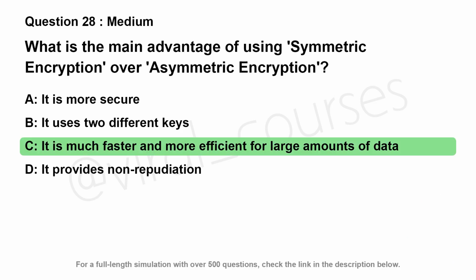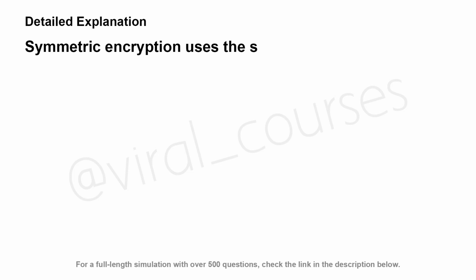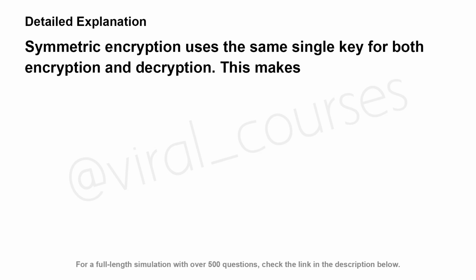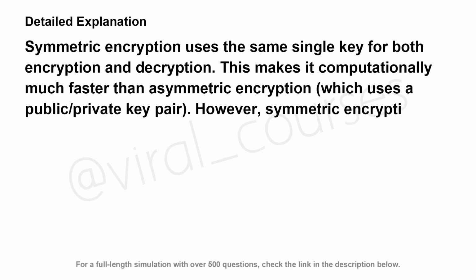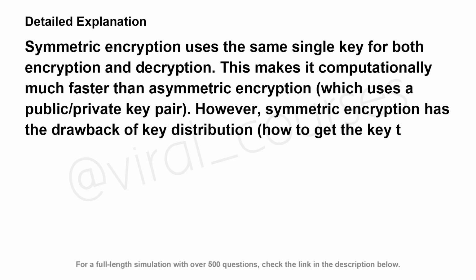The correct answer is C. Symmetric encryption uses the same single key for both encryption and decryption. This makes it computationally much faster than asymmetric encryption, which uses a public-private key pair. However, symmetric encryption has the drawback of key distribution. How to get the key to the other person securely?